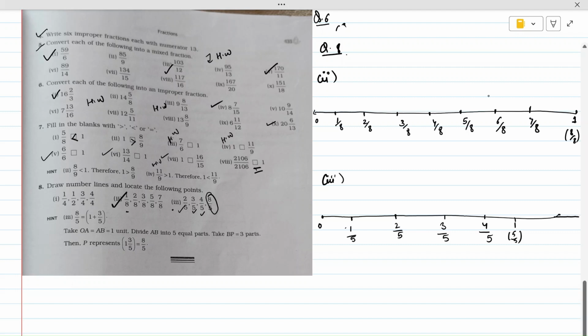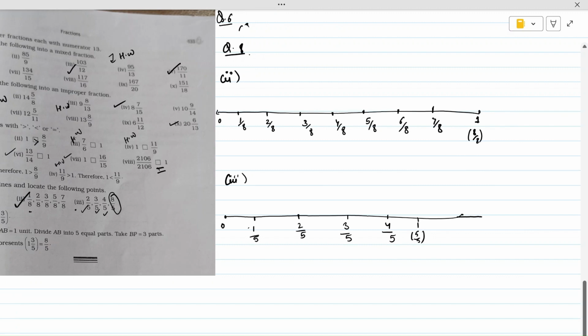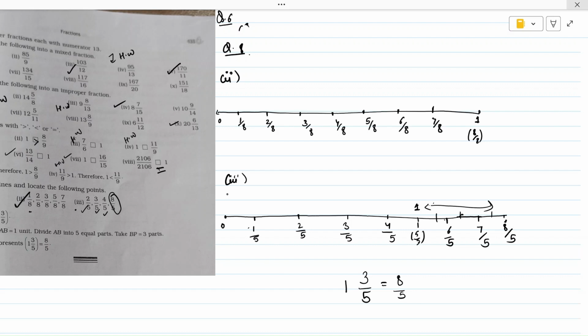A similar question we have done in Ganit Prakash, kids. What we have to do is extend this line further and make more parts of it. This is 5 by 5. Next we have 6 by 5, 7 by 5 and 8 by 5. So after 1 we are again dividing into 3 more parts. From 1, we have 3 more parts to it. So 1 and 3 by 5, or you can also write this as 8 by 5. So this part is 8 by 5 starting from here. Every measurement we are doing with respect to 0, the beginning of the number line.